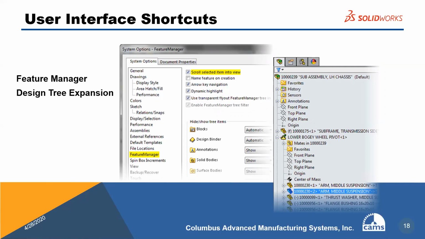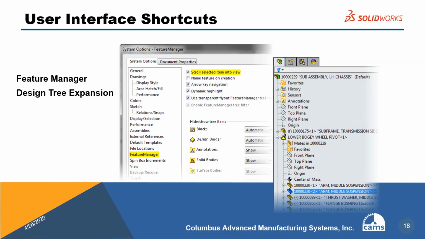In order to do this, you need to go into system options, drop down to the feature manager and highlight that one option at the very top that says scroll selected item into view. What that's going to let you do is, as you select on a particular component in your assembly, let's say it's several layers down underneath a couple of different sub-assemblies, it's going to pop it out just like you see it on the right-hand side.